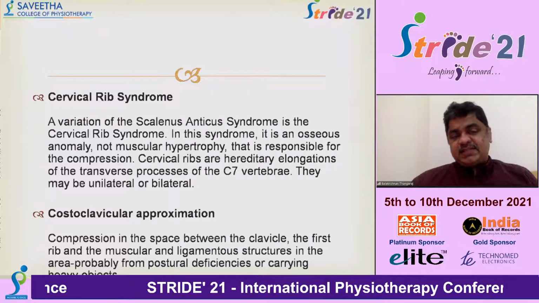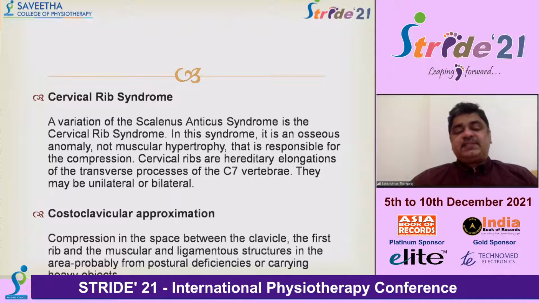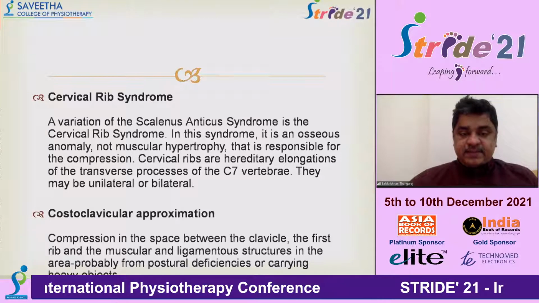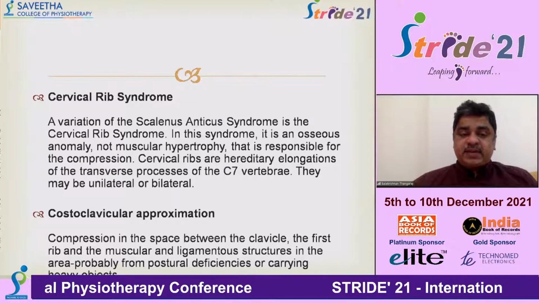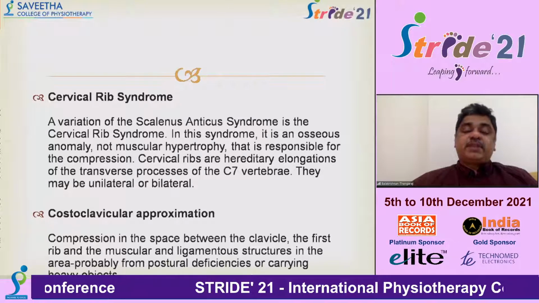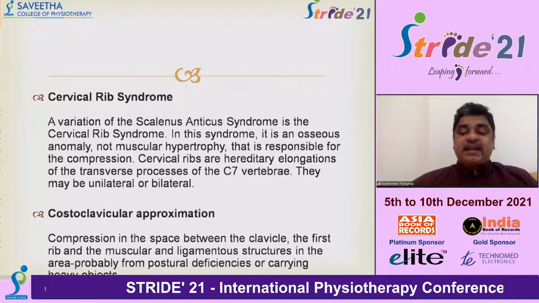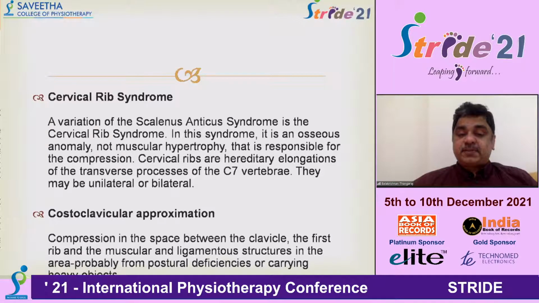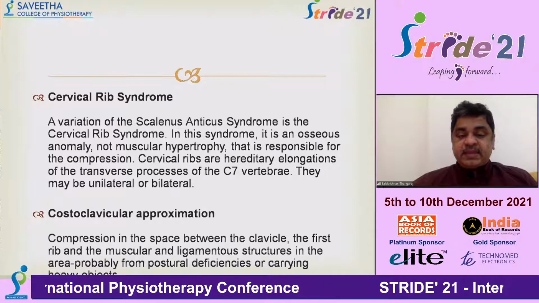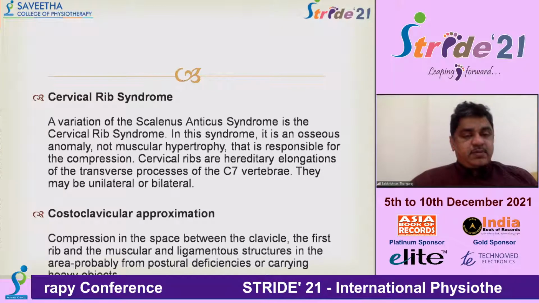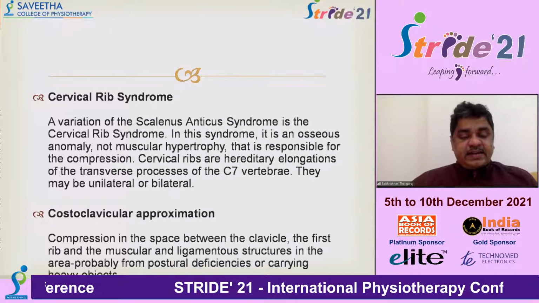The second one is cervical rib syndrome. It's a variation of scalenus anticus syndrome. It is an osseous anomaly, not a muscular hypertrophy, and it is responsible for the compression. Cervical ribs are hereditary elongations of the transverse process of the seventh vertebra. They may be unilateral or bilateral. We'll talk about cervical rib syndrome in later slides.